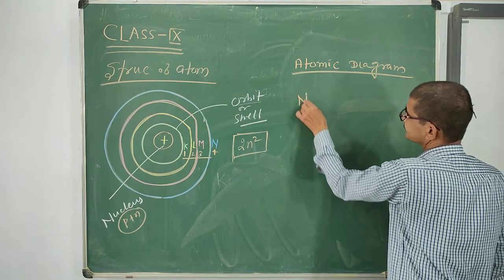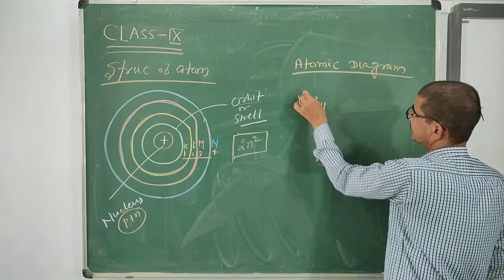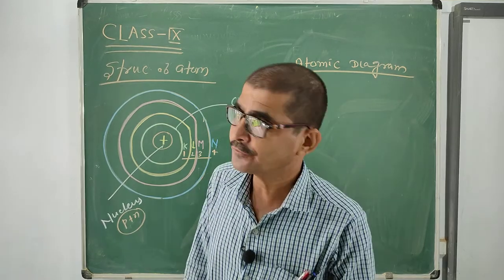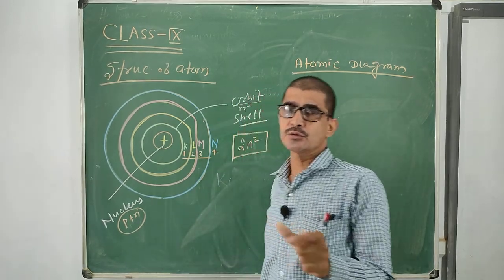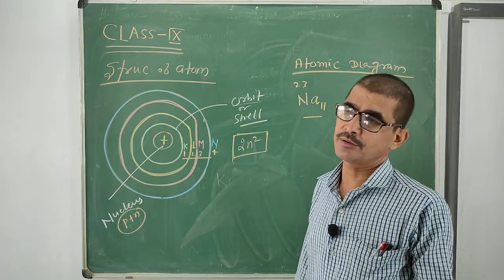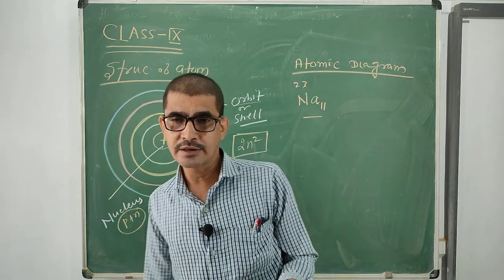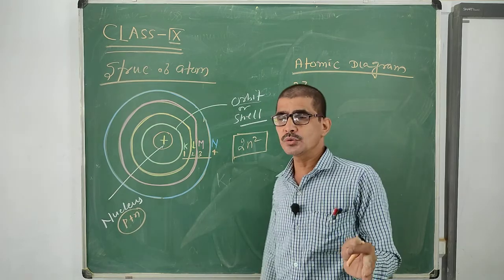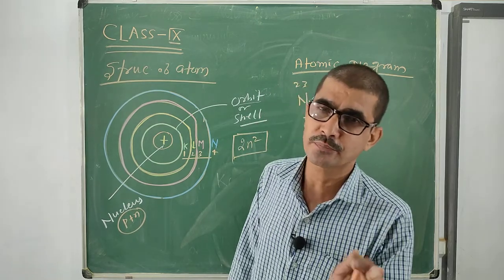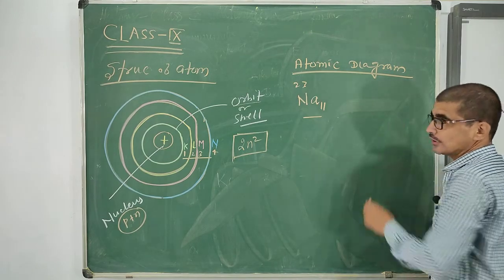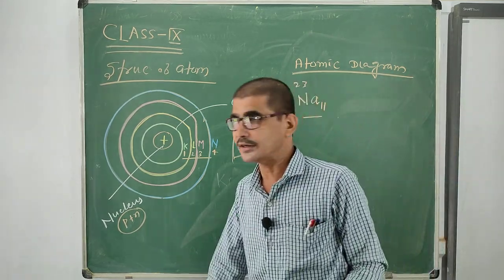Sodium, 11 and 23. Before drawing the atomic diagram, at first you calculate the electrons, protons, neutrons present in an atom. It is necessary, whether it is a neutral atom or cation or anion. At first, it is necessary to know how many electrons, protons, neutrons are present in the atom or ions. This thing was already clear in the last class.